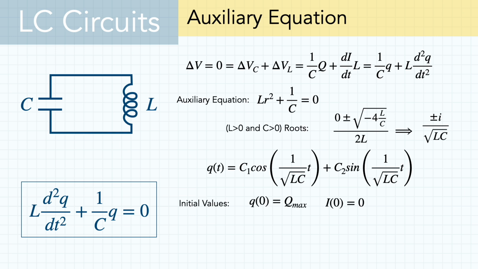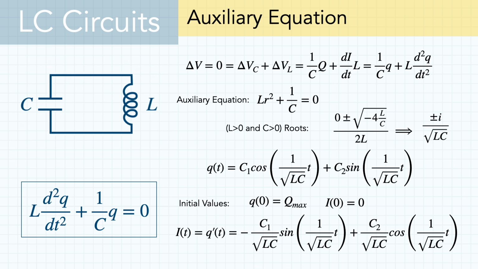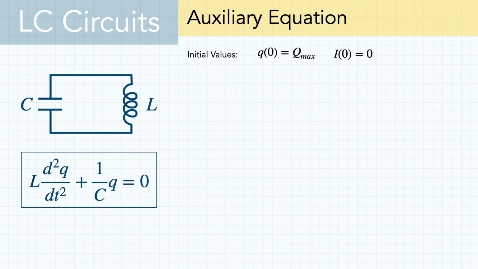So let's just take the derivative of q to get a function for I of t. And here is what we get if we take the derivative using the chain rule. And let's set the initial values: the charge at time equals 0 starts at maximum because the capacitor is charged fully, and the current starts at 0 because initially there is no current flowing, and once it starts flowing, that is when we start the time of our function.